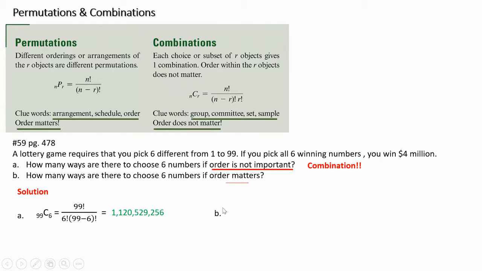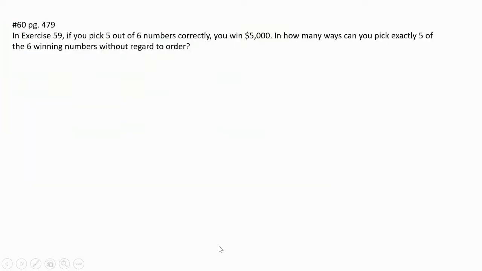1,120,429,256. For part B, right? The order matters, so that's going to be a permutation. And the answer is even more than that. Okay, that's your answer.